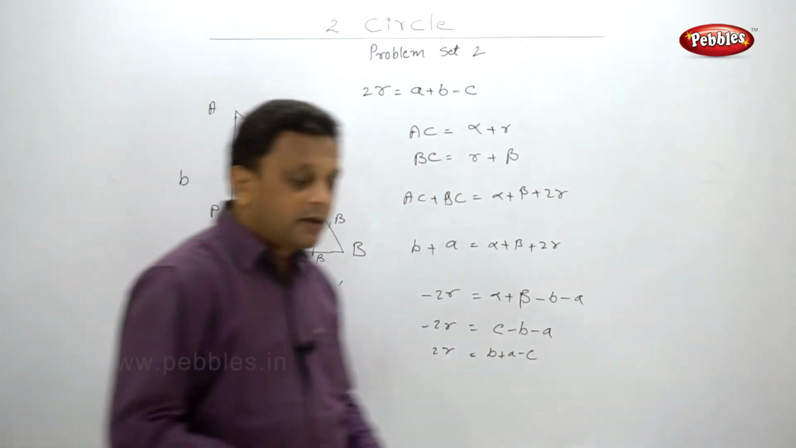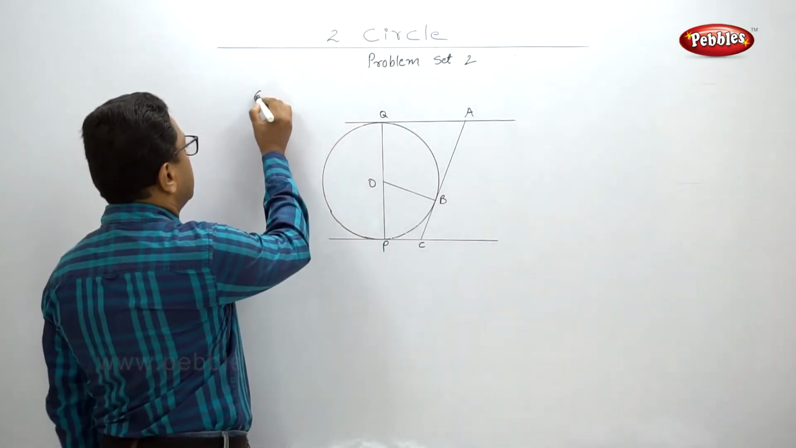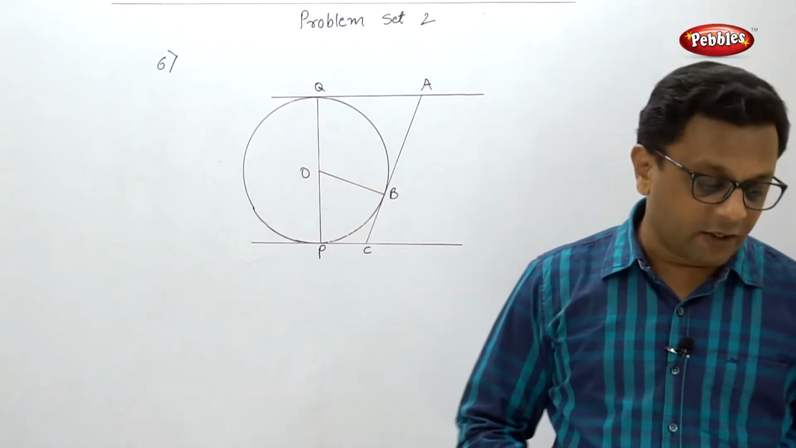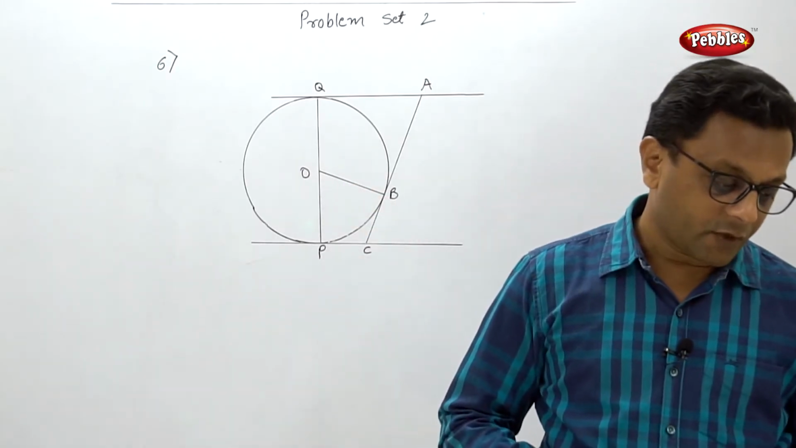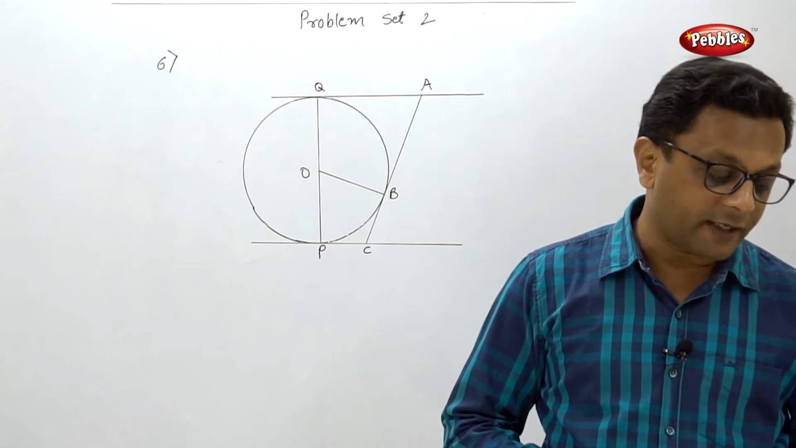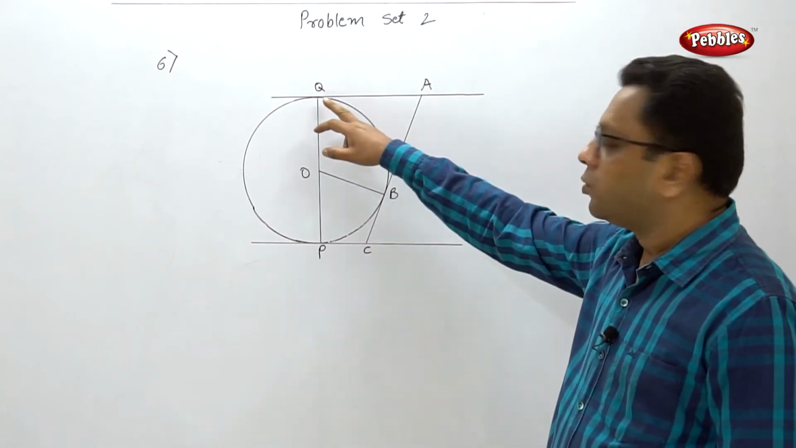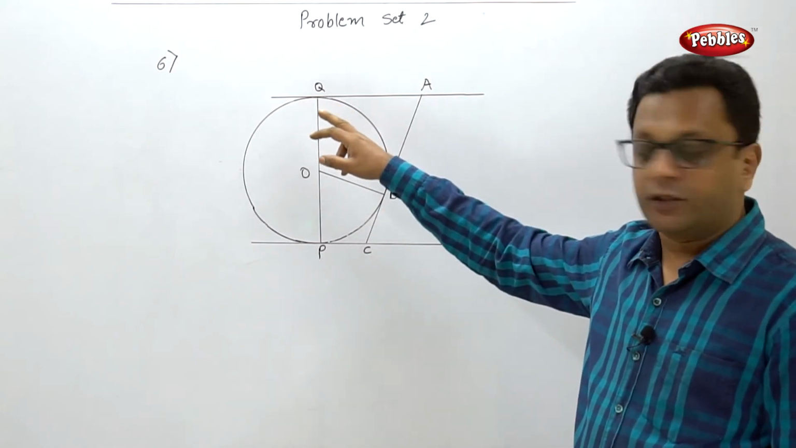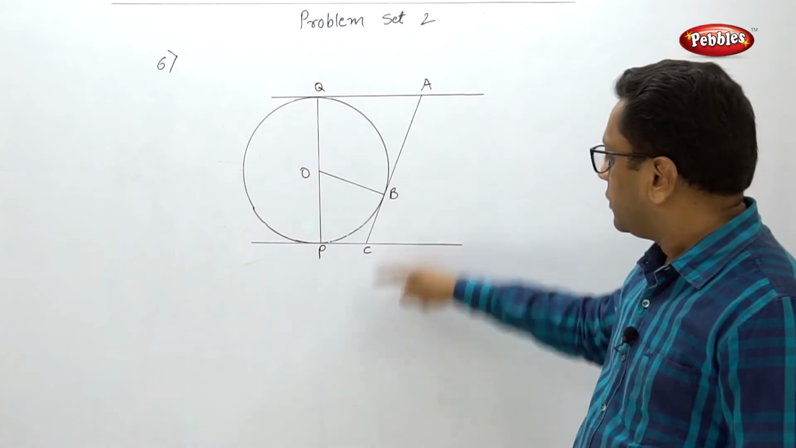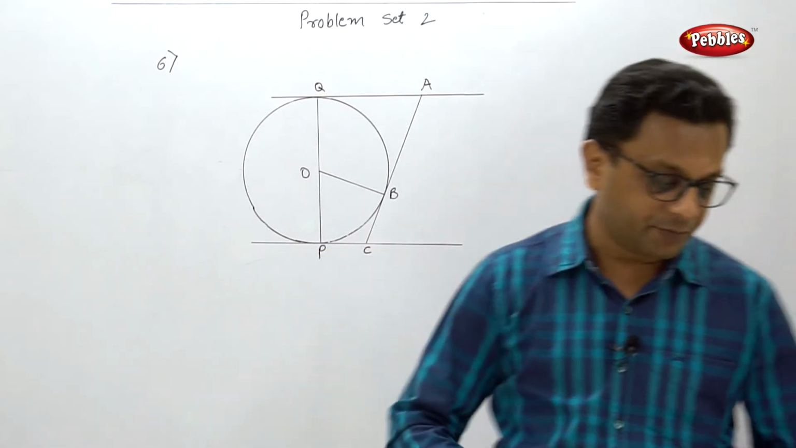So let us see the next example, example number 6. Now this is the figure given. Let us read the example. In the figure, points P, B, Q are the points of contact of the respective tangents. That means QA is tangent, AC is tangent and this PC is tangent.